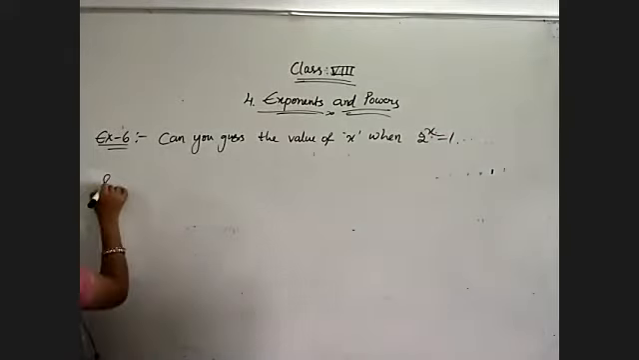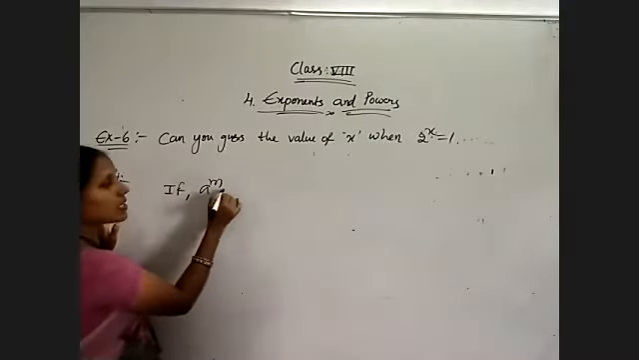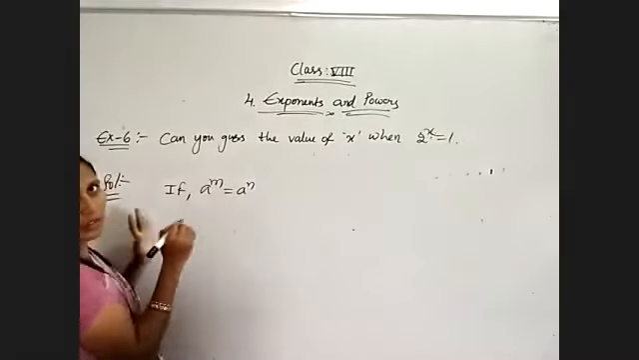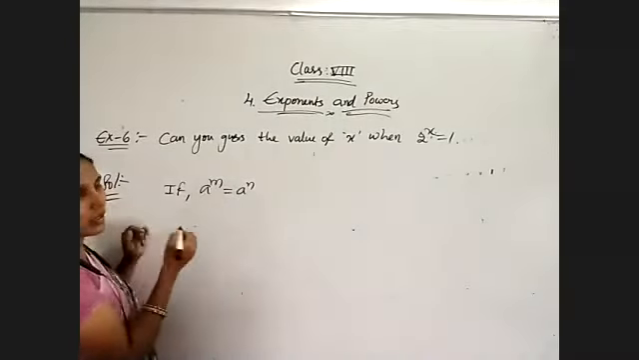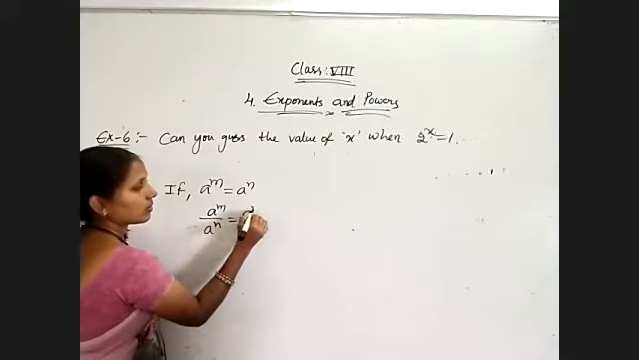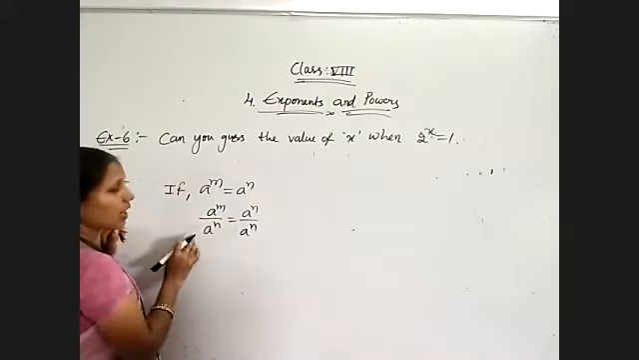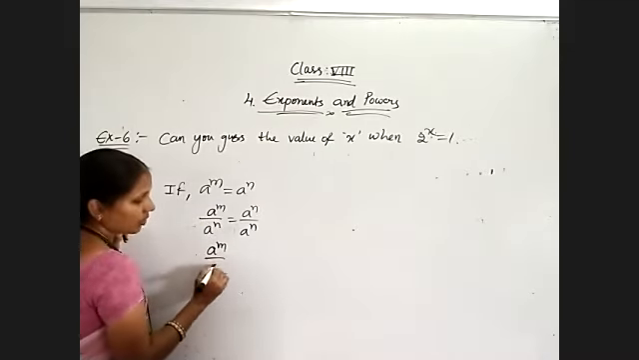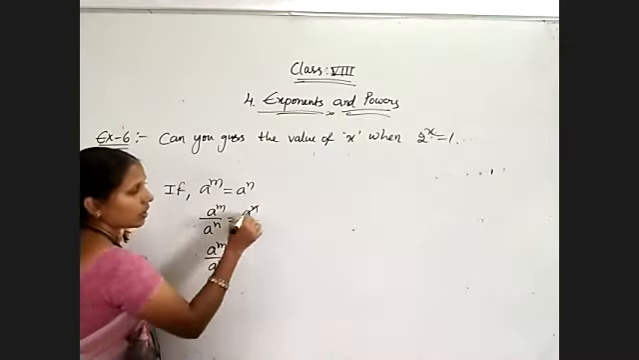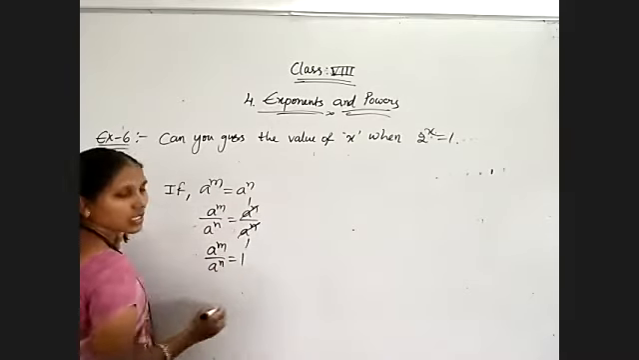So for example, see, I have a power m. For suppose a power m is equal to a to the power of n. Now both sides I am dividing by a power n. Then what will I get? A power m by a to the power of n is equal to a power n by a power n, both will get cancelled, which is equal to 1.